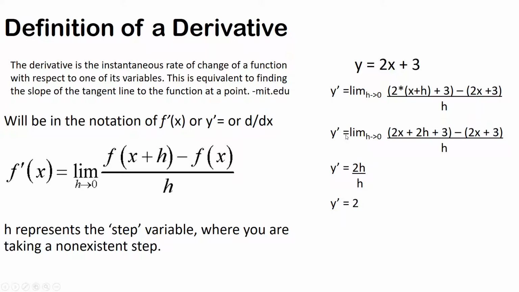Next step, y prime is equal to the limit as h approaches 0. After multiplying it out, we have 2x plus 2h plus 3 minus 2x plus 3, all divided by h. The 2x's and the 3's cancel, and we're left with 2h divided by h. The h's cancel, and we get 2. Now the slope of this function is 2, and that is something you'd know, because slope from algebra is rise over run, so we know that in y equals mx plus b, m is the slope of the line.